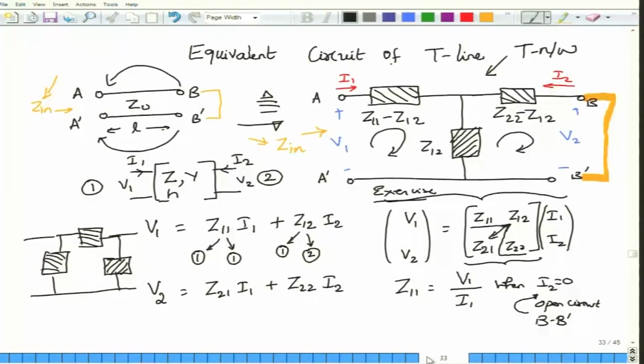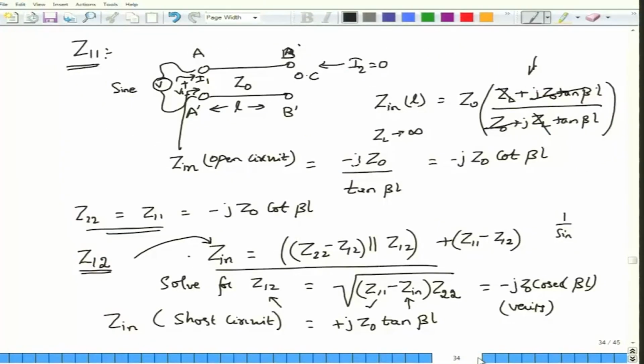You can easily go back and construct this T equivalent circuit. You know what is Z11, this is minus j Z0 cot beta L. You know Z12, which is minus j Z0 cosecant of beta L. You put the minus j cosecant of beta L here, and Z22 again would be minus j Z0 cot beta L. Z12 anyway you know, subtract the two, simplify it, and you will be able to write down the T equivalent circuit. What is the use of this?